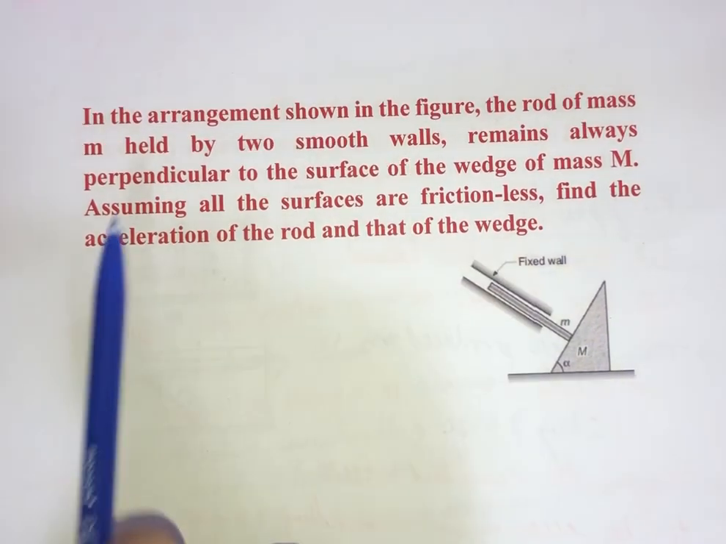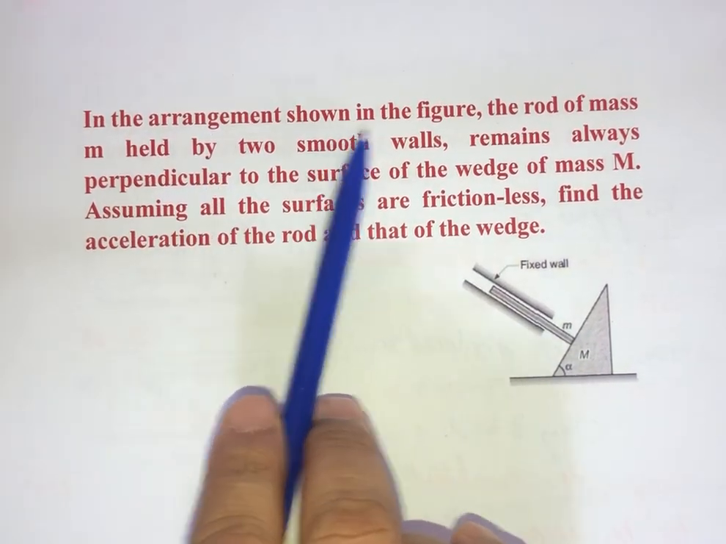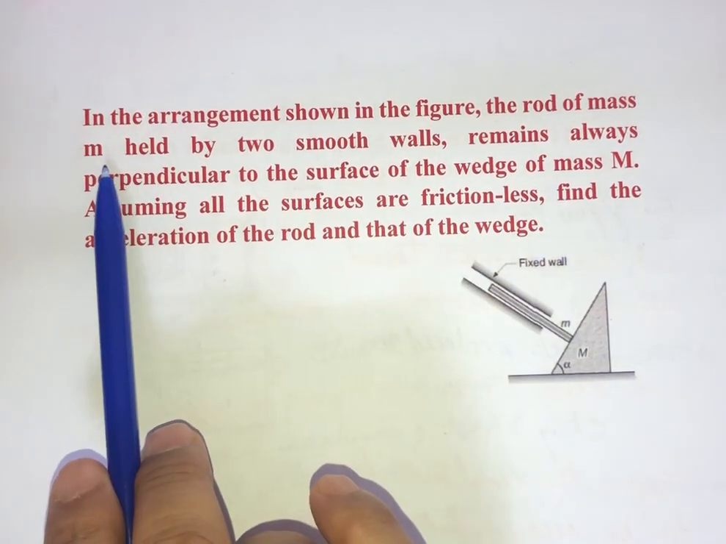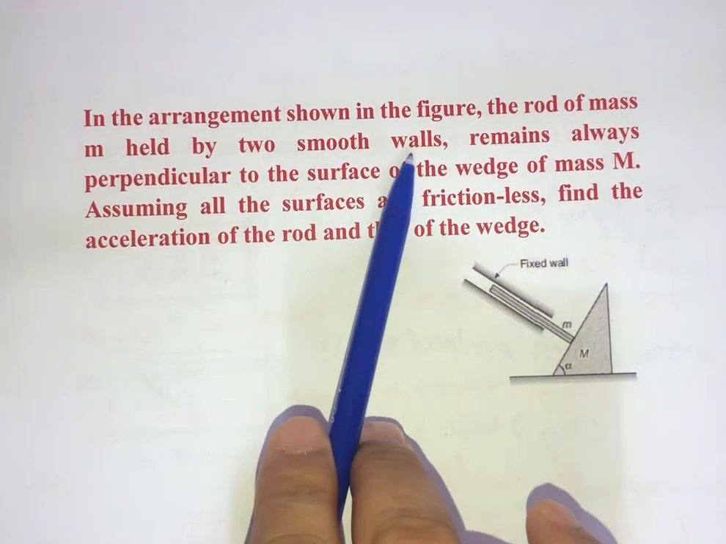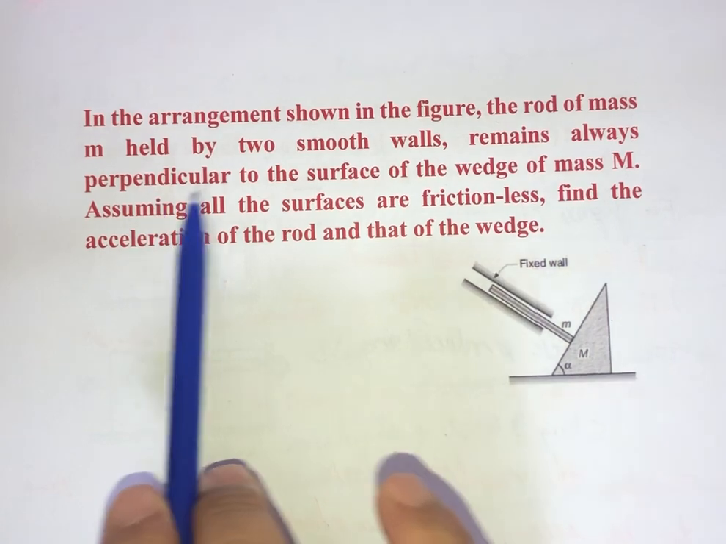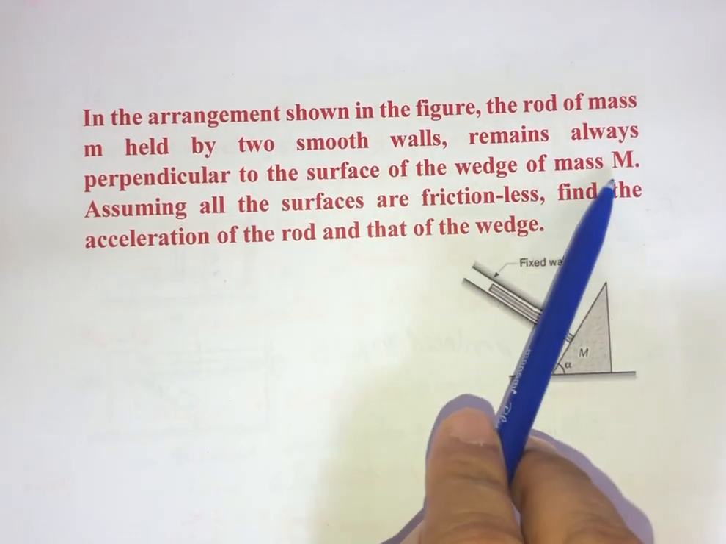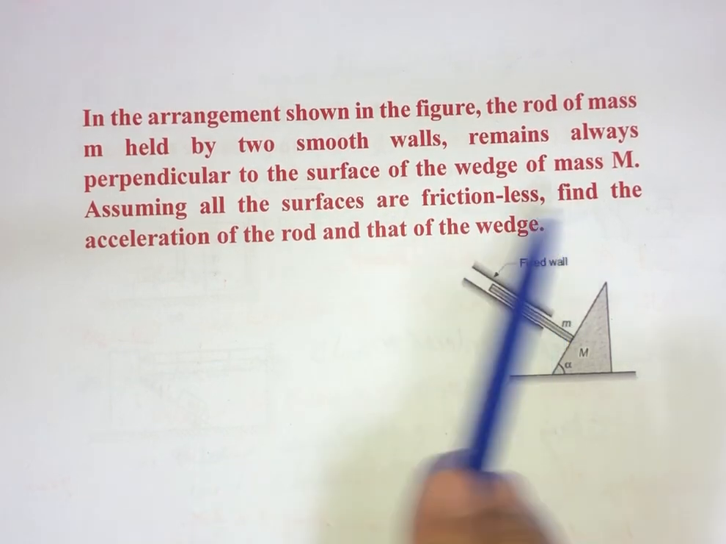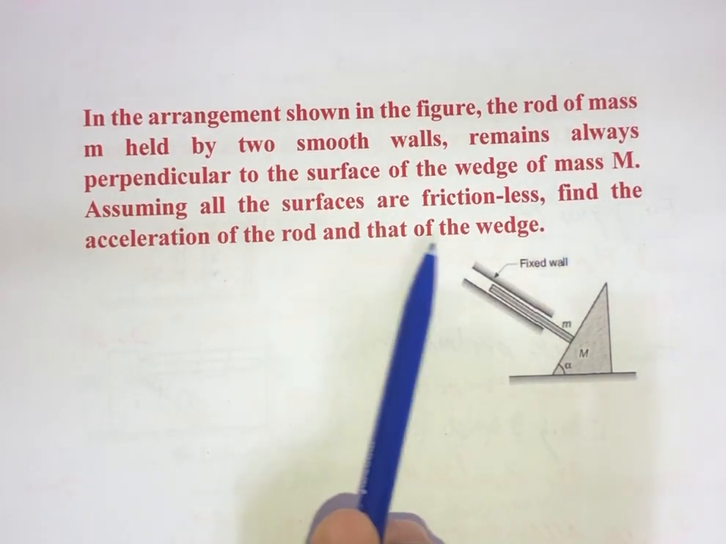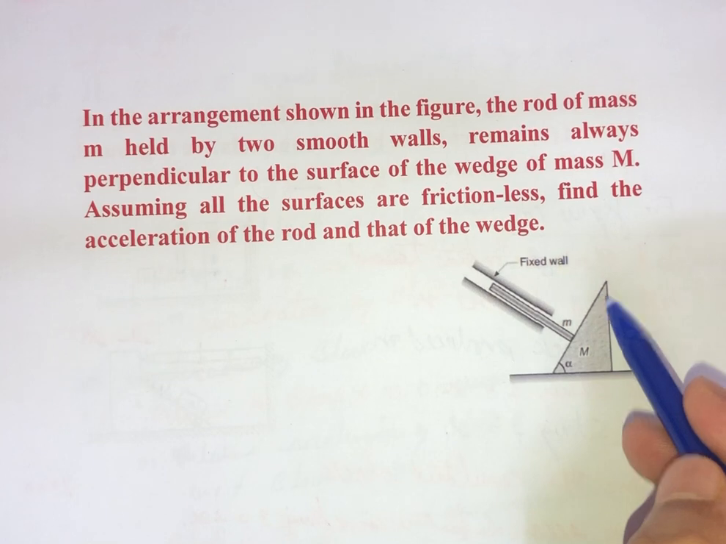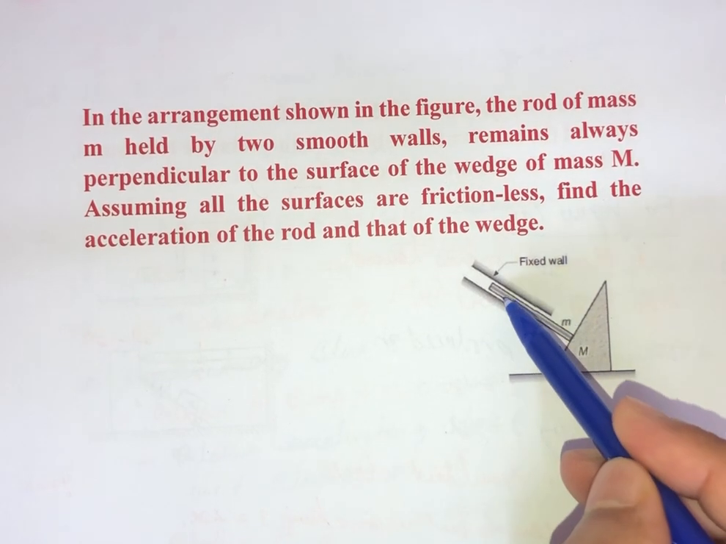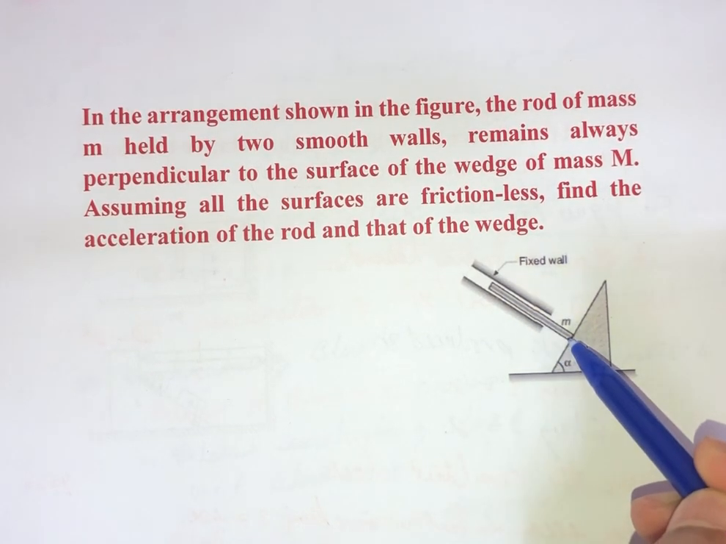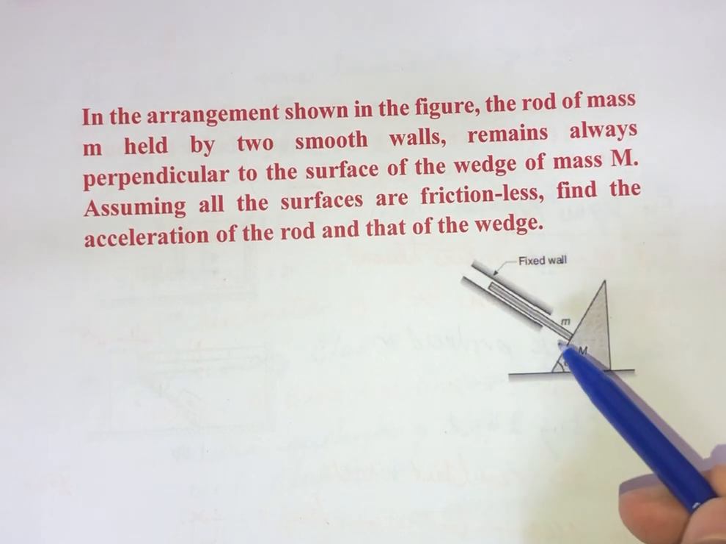Hello friends. So in today's question, in the arrangement shown in the figure, the rod of mass small m, held by two smooth walls, remains always perpendicular to the surface of the wedge of mass capital M. Assuming all surfaces are frictionless, find the acceleration of the rod and that of the wedge. So this is the wedge, this is a movable mass rod, and these two are the fixed walls.